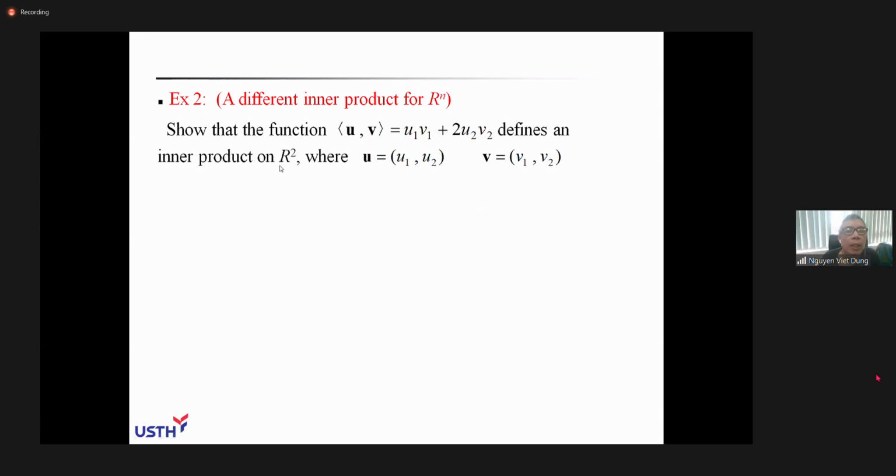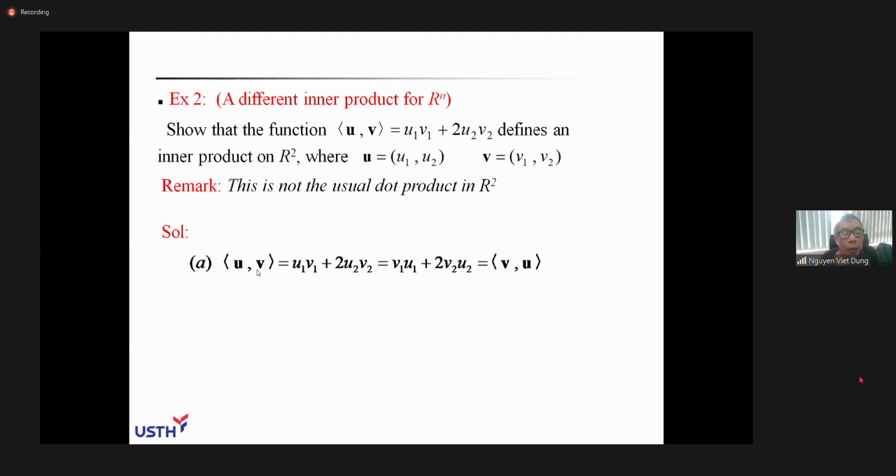Now we consider the coordinate plane R2. Now we try to define a new function. Suppose that we are given U and V with coordinates U1, U2, and V1, V2. Then we define the inner product of U and V between angle brackets to be U1 V1 plus 2 times U2 V2. You should note that this is not the dot product, because the dot product must be U1 V1 plus U2 V2. But here we add 2 times U2 V2. However, we claim that this function is still an inner product on R2. I remark that it is not the usual dot product in R2, but it's still an inner product.